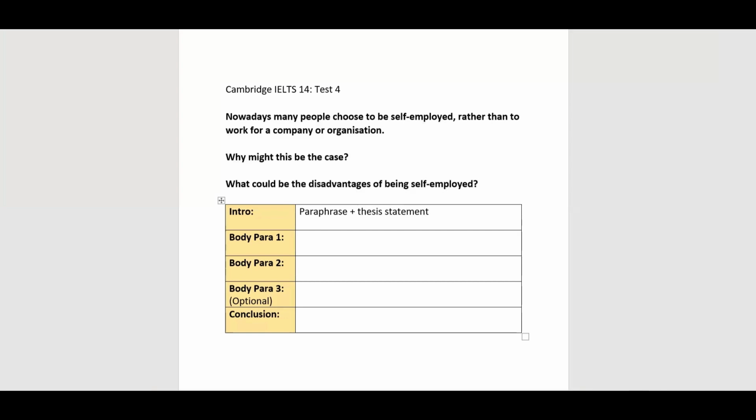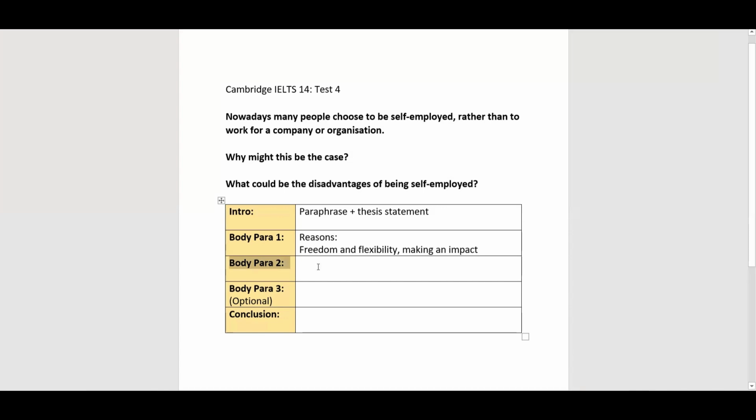Next, we'll write body paragraph 1. Notice that there are 2 questions in the prompt. One is this, and the other is this one. So in body paragraph 1, we'll cover the first question, that is the reasons. The first thing that comes to mind is freedom and flexibility. And the other reason for choosing self-employment would be, in my opinion, making an impact on society.